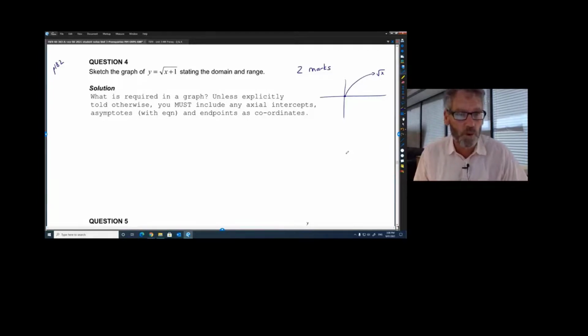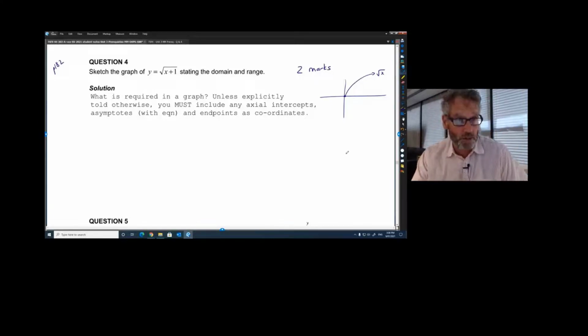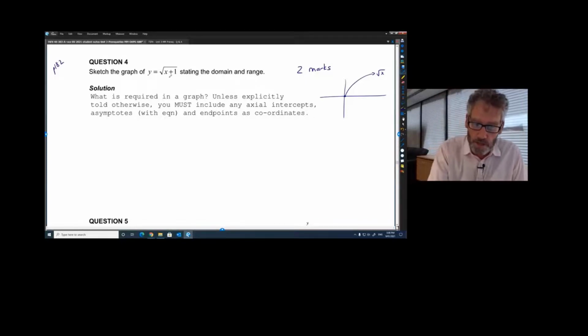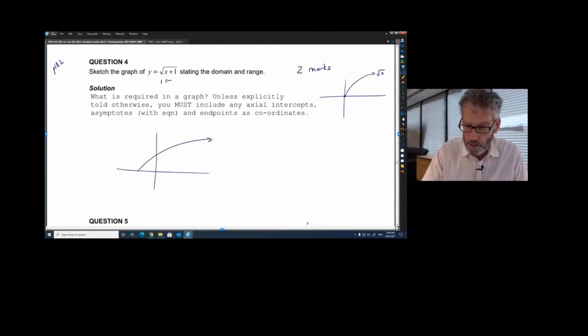It's a pretty easy graph, but it's more about have you got the detail and all the bits and pieces we need here. You can see over on the right-hand side the basic square root graph looks like that. We've got x plus 1 inside, so that means you're going to translate this graph 1 to the left. So it's a translation of 1 unit in the negative x direction. Your graph's going to look something like that. So that's the graph.